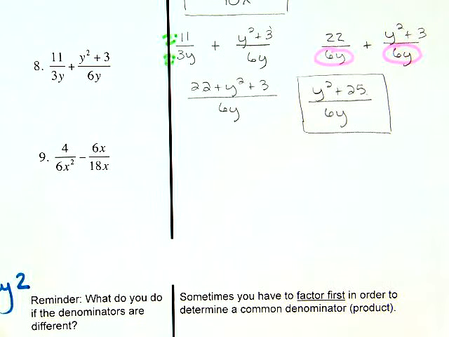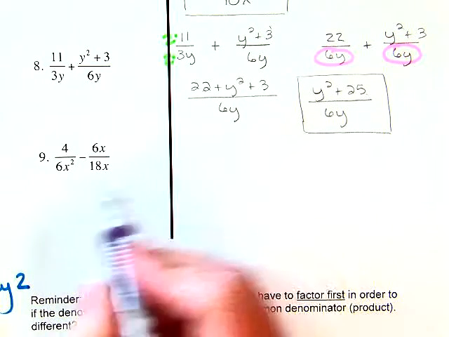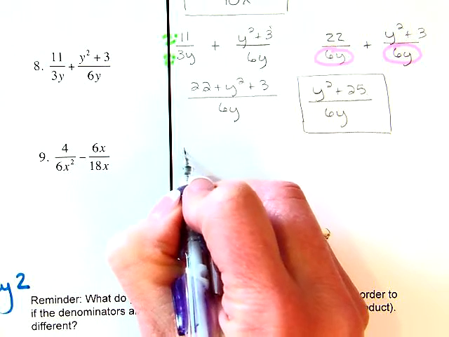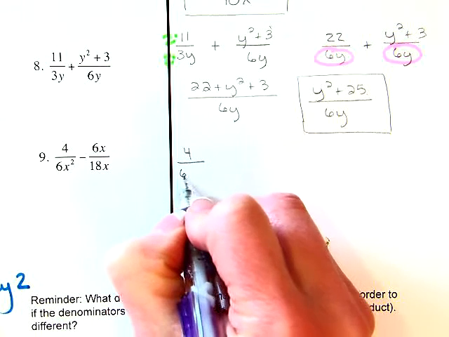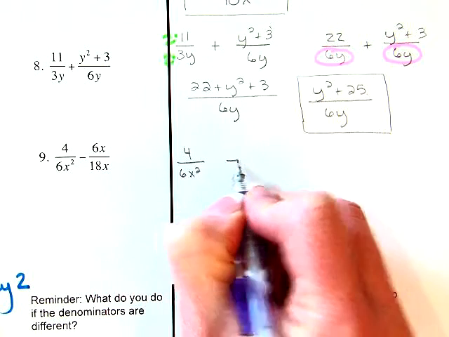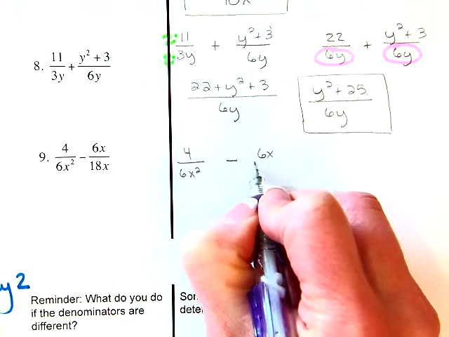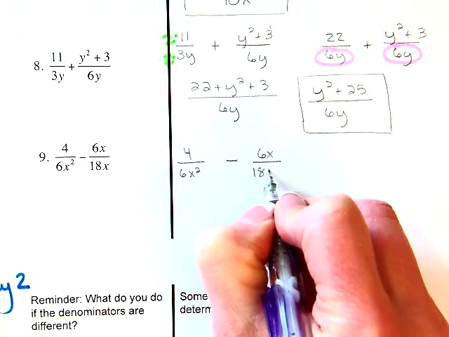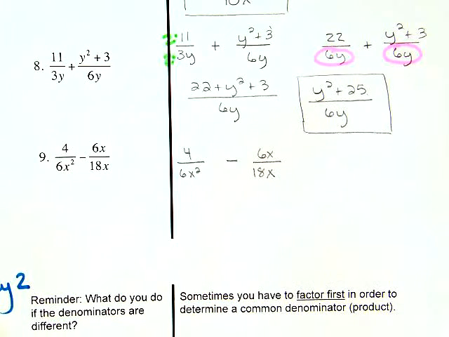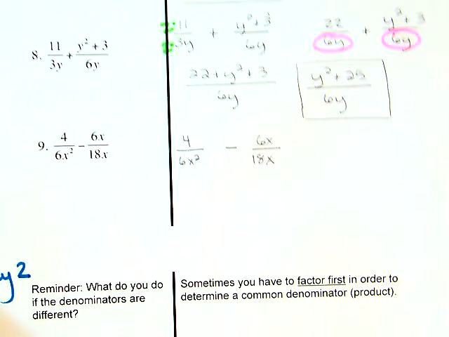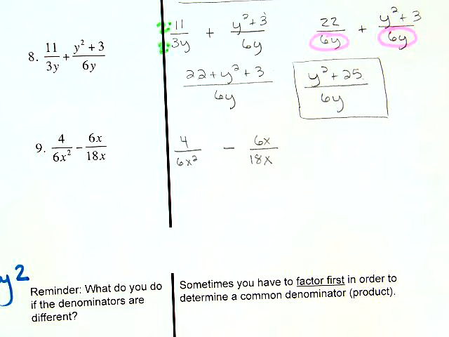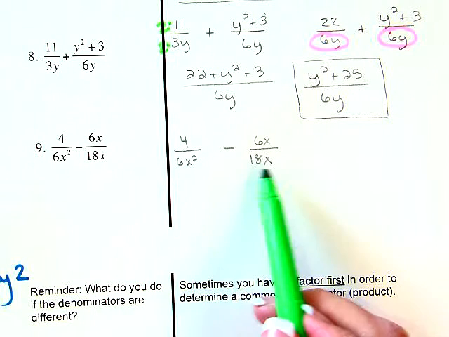Okay. So one more example for day 1 here. We're looking at 4 over 6x squared minus 6x over 18x. Okay, so again, every problem is this: you're looking for a common denominator. You want the least common denominator, because that's going to make it easier for yourself in the long run.